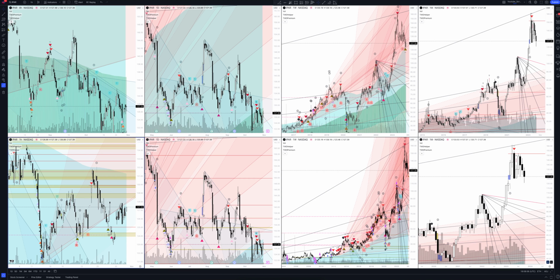Today we will take a look at Inter Parfums Inc. stock. Let's analyze the market situation and find out how you can make money on it. Let's start.